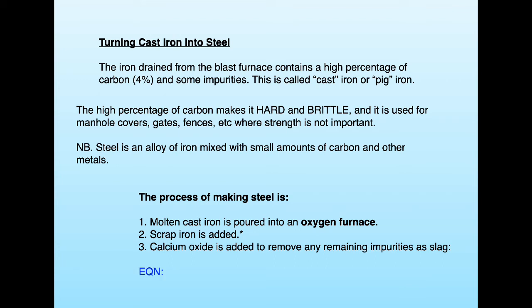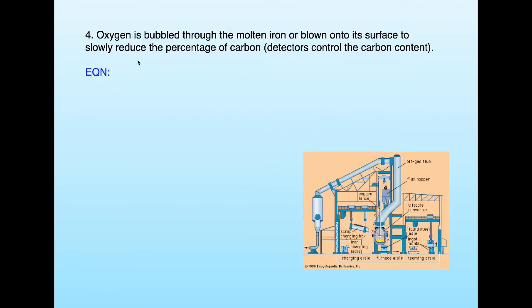You know the equation there now. Silicates are formed by silicon(IV) oxide reacting with calcium oxide. Then, why is it called the oxygen furnace? And this is an example of what it might look like.